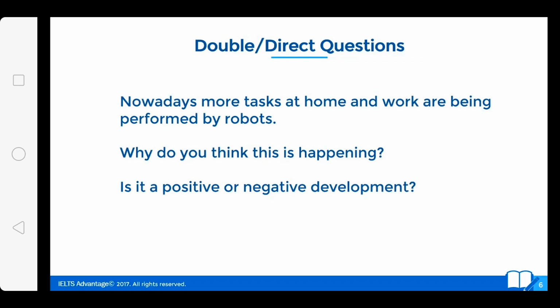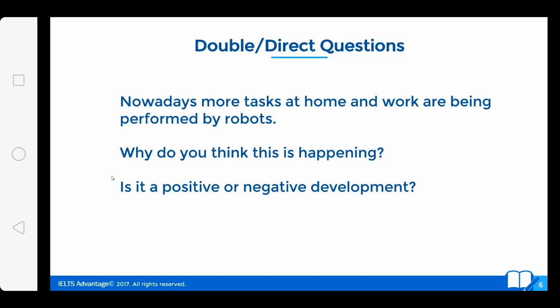So here's an example of a double question. So we have the background statement here. Nowadays, more tasks at home and work are being performed by robots. So this is just giving you the background information. And then these are your two direct questions. Why do you think this is happening? Is it a positive or negative development? So we have to answer both of these questions in one essay.